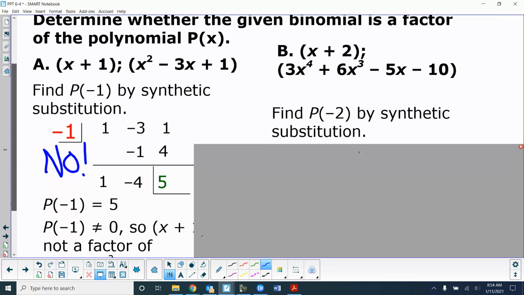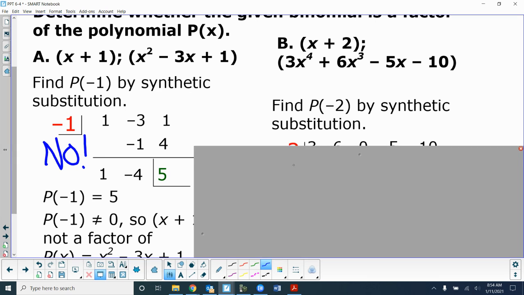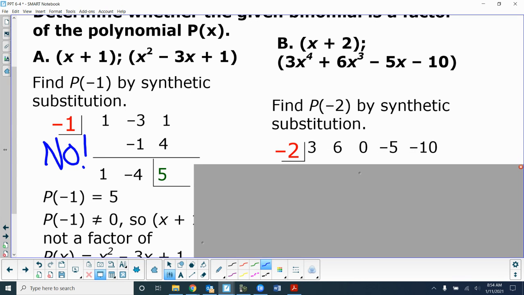Okay. What do I put in this box? Negative 2. So I set it up like that. Had to add the 0 for what? The x squared didn't show up, did it? So we got to add 0. Okay, so we start going.